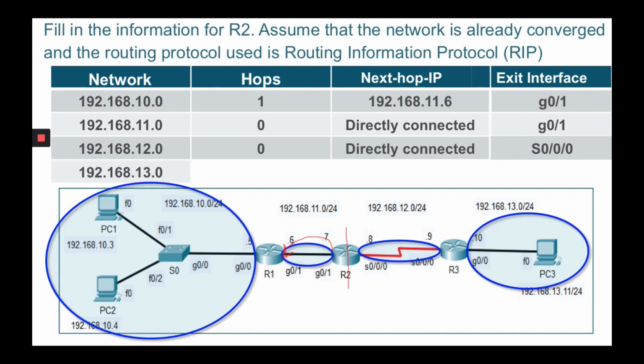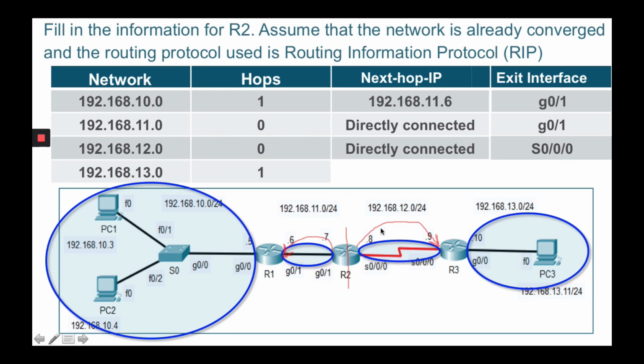Okay, next. From the router 2 perspective, if router 2 would like to route to 192.168.13.0, how many hops do you have to pass by? Router 2 goes to router 3, 1 hop away, and it will directly reach the 192.168.13.0 network. So your answer for the number of hops is 1.